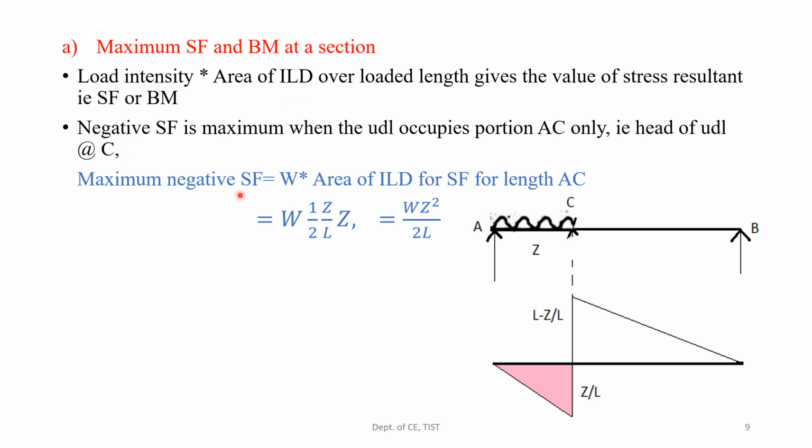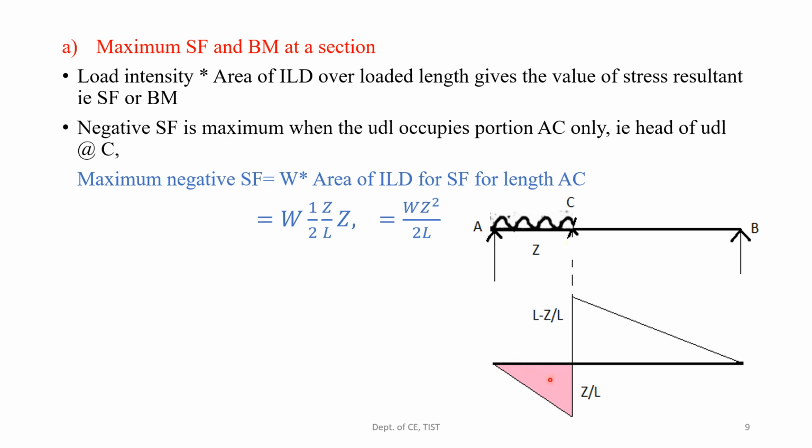So the value of maximum negative shear force is equal to the intensity of load into the area of the influence line diagram for shear force for the length AC. In the case of a point load, just multiply the ordinate into load. In the case of a UDL, we need to find out the area of this shaded portion that comes under this UDL, and that into the intensity of load will give the maximum negative shear force.